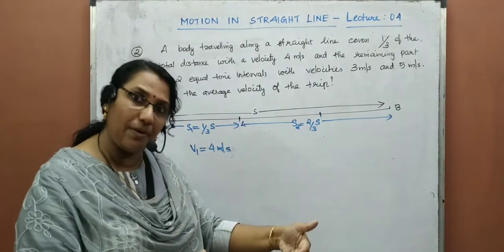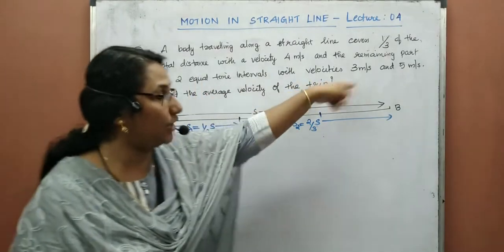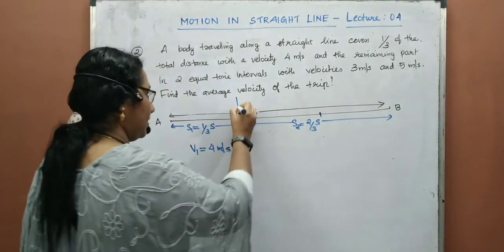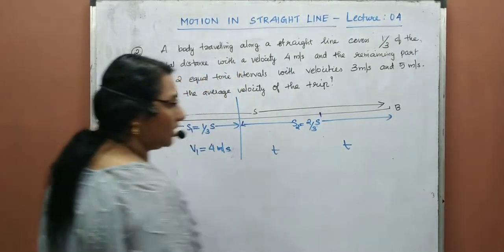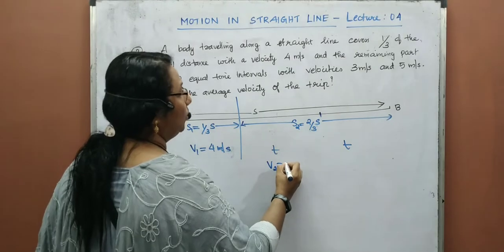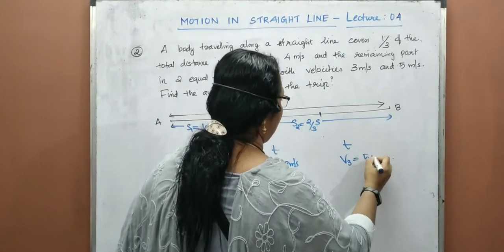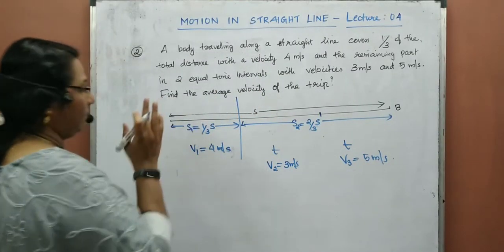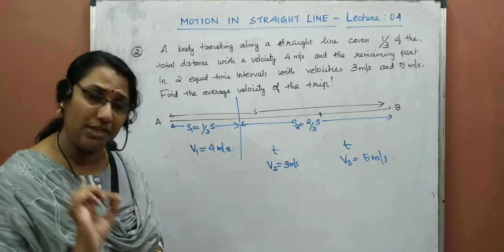In the first part of the time interval, it travels with a speed of 3 meters per second. That is, this part is divided into 2 equal time intervals, with the speeds V2 equal to 3 meters per second and V3 equal to 5 meters per second. Why V2 and V3? Because already we have taken V1 as such. Is it clear? Whether the question is clear to you?